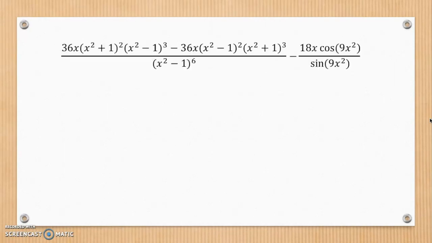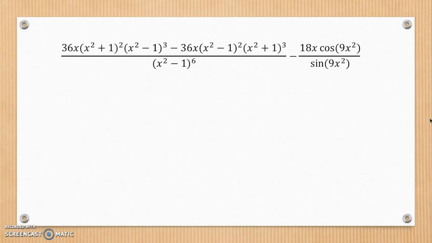After we do that, we're going to be left with 36x times (x squared plus 1) squared times (x squared minus 1) to the third power, minus 36x times (x squared minus 1) squared times (x squared plus 1) to the third power, over (x squared minus 1) to the sixth power, minus 18x times cosine of 9x squared over sine of 9x squared.